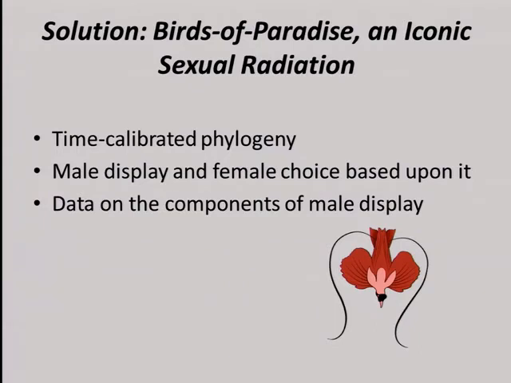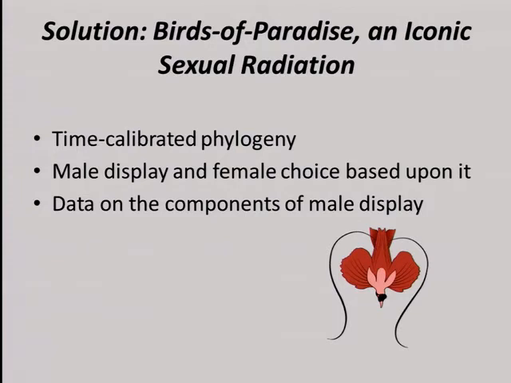And so what we realized to use them was we needed these characteristics, and in general you need a time-calibrated phylogeny. You need a tree for the unfolding of the Birds of Paradise, and we need to know the time points for the nodes on that tree. We need to have male display that is obviously the focus of female choice, and as I'll show you in a video in a minute, that's pretty clearly the case with Birds of Paradise.